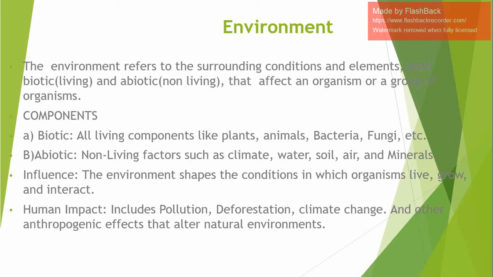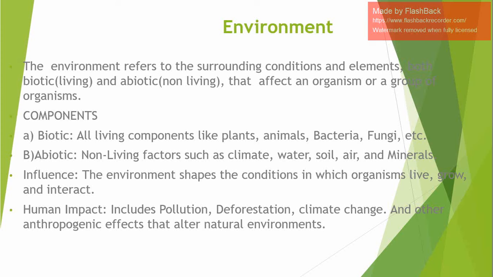The second example is climate and weather. Temperature ranges influence metabolic rates, reproduction cycles, and behavior of organisms. Extreme temperatures can limit the distribution of species. Precipitation: the amount and timing of rainfall affect plant growth, water supply for animals, and overall productivity of ecosystems.